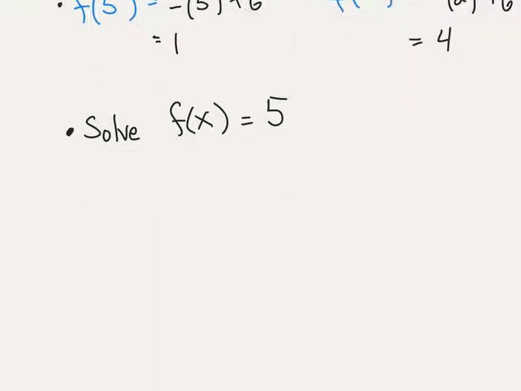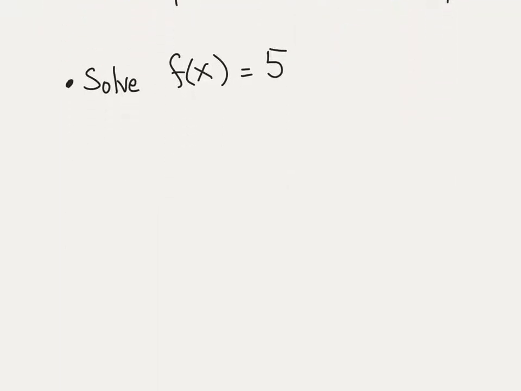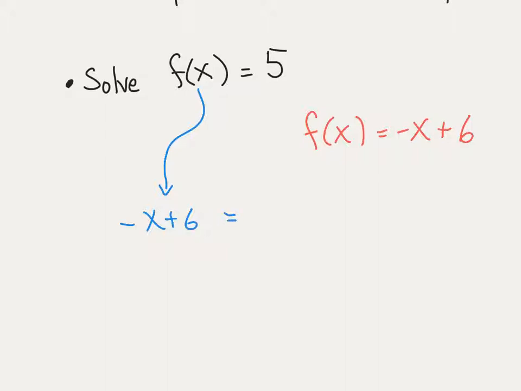So let's come down here and see if we can do this analytically. If you recall, we had this definition: f of x equals negative x plus 6. My question is, when is this thing equal to 5? Putting these two pieces together, I get negative x plus 6. That's my f of x. And then I want to know, when is that equal to 5? Bring that down.